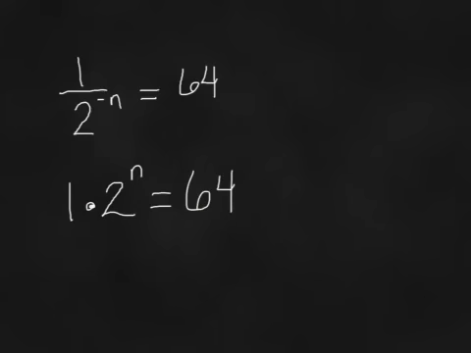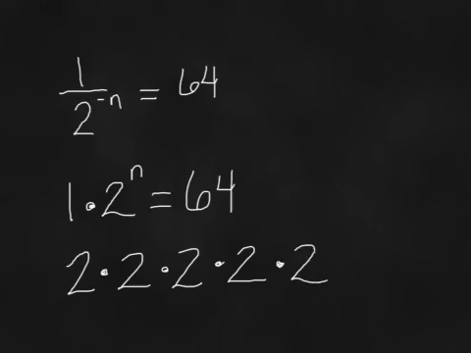Well, let's try this out by trial and error. 2 times 2, that's 4, times 2 more is 8, times 2 more is 16, times 2 more is 32, times 2 more is 64. Now let's count how many times I had to use 2 as a factor. 1, 2, 3, 4, 5, 6. So n equals 6.